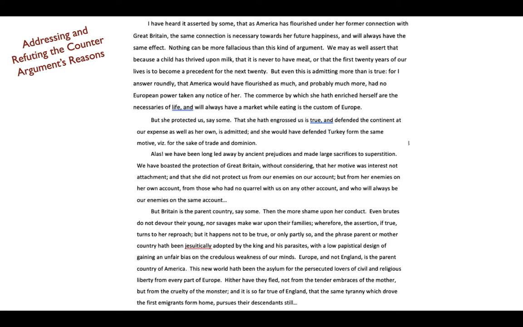The commerce by which she hath enriched herself are the necessaries of life, and will always have a market, while eating is the custom of Europe.